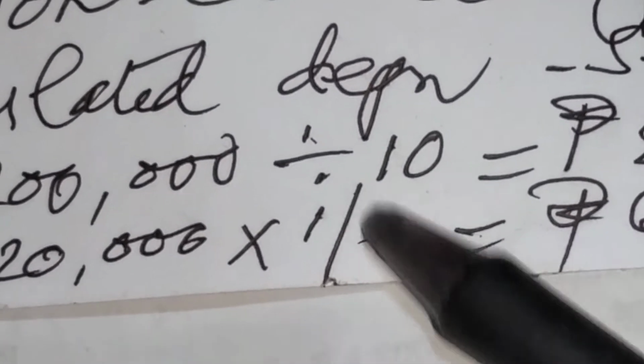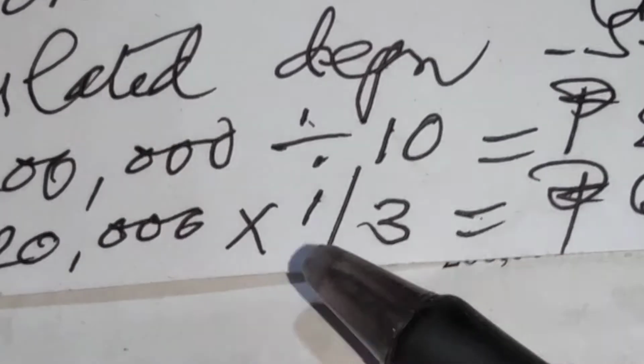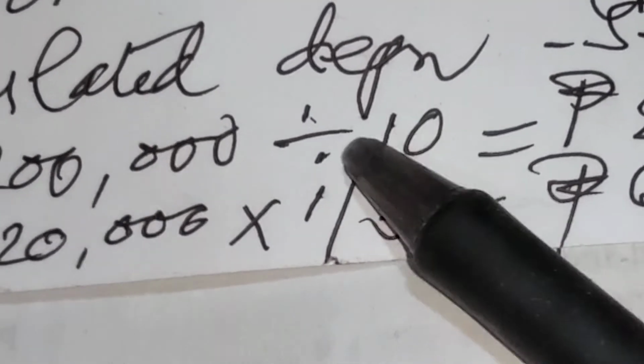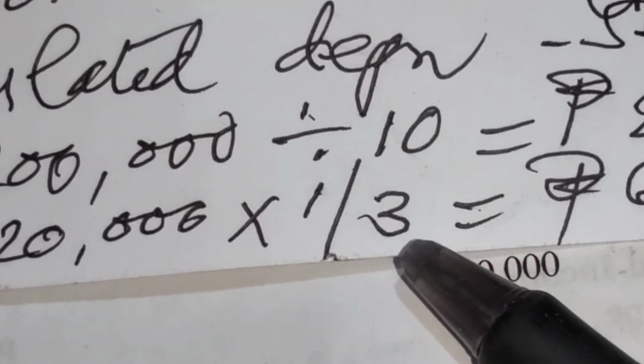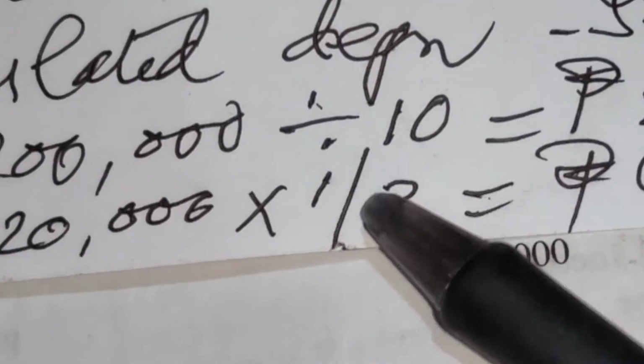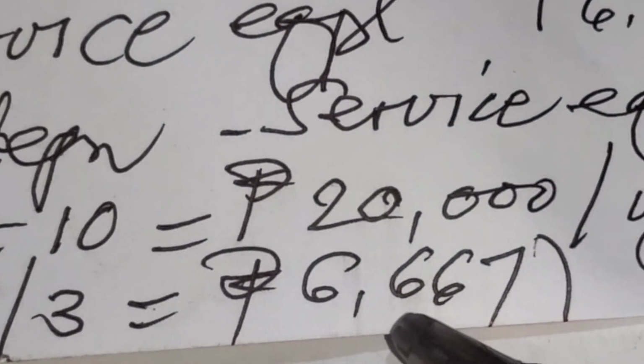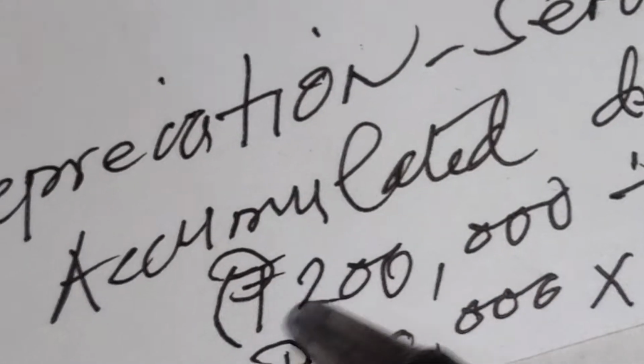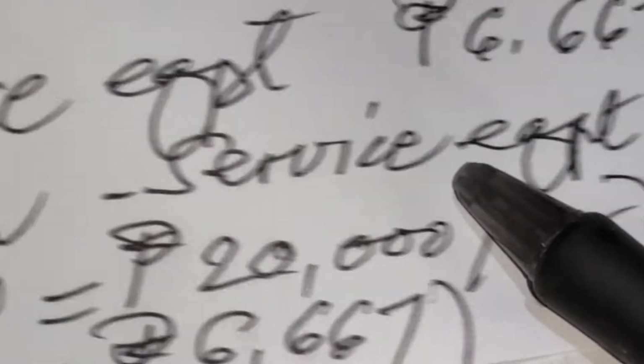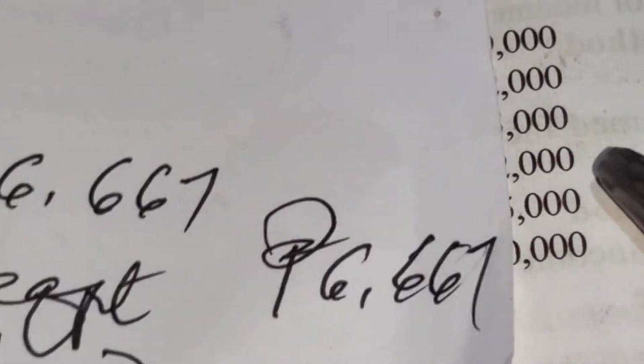Take one-third of it. Actually, one-third is 4/12. Twelve is one year, and 4 is 4 months. 4/12 is 1/3 of 20,000, which is 6,667. So that is the depreciation: you debit depreciation for service equipment 6,667, and you credit accumulated depreciation of service equipment 6,667.